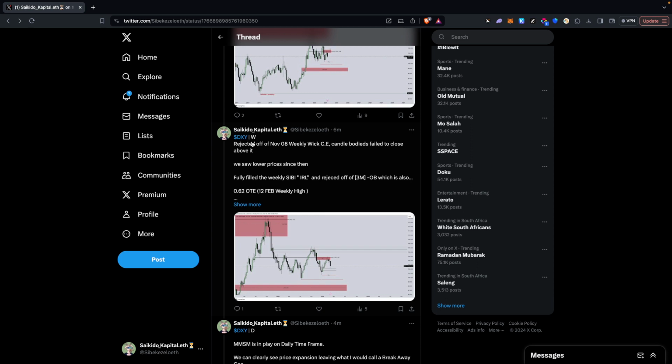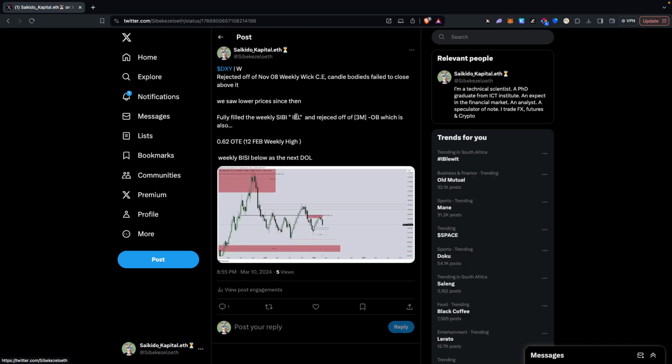And the Dixie on weekly, we rejected off of the November weekly CE. Weekly CE candle bodies failed to close above it. We saw lower prices since then. So we fully filled the weekly CB internal range liquidity and rejected off of the 3 month bearish order block, which is also an OTE, 0.62 OTE of the.